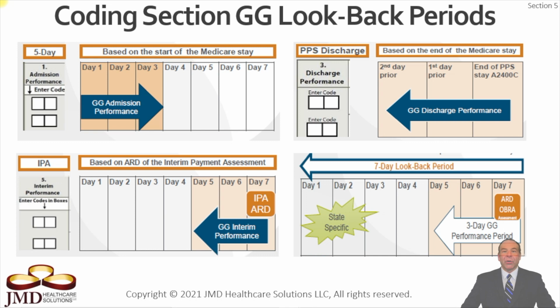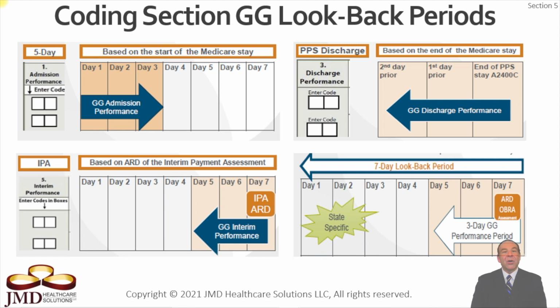Okay. Now, for your OBRA assessments, it's going to be the same thing as an IPA. It's going to be 3 days for your look back. This can be state specific. Not all states are doing this. This is for those annual assessments, the comprehensives. When you pick your window, it is going to be just those 3 days. Some people think it's the whole look back. It's not. It's just the 3 day window, just like it would be for an admission. But it's day ARD, and 2 more days. So 1, 2, 3. 3 days worth from that ARD.